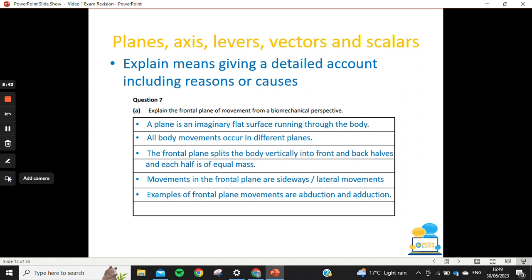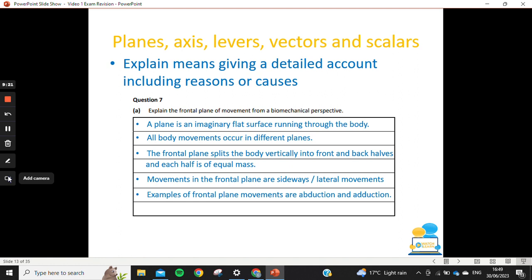So starting off, we're just going to explain what a plane is. So a plane is an imaginary flat surface running through the body. So when I'm thinking of planes and axis, when I think of plane, I think of pane. So if we saw the picture that we had earlier on of the transverse plane, it looks like a pane of glass. So that's one way you can use to remember it: plane looks like a pane of glass. So it's an imaginary flat surface running through the body.